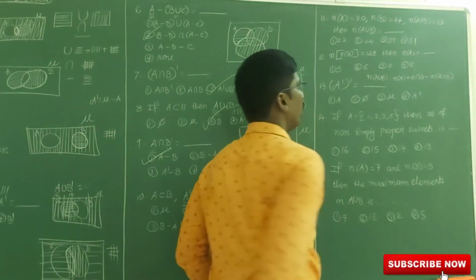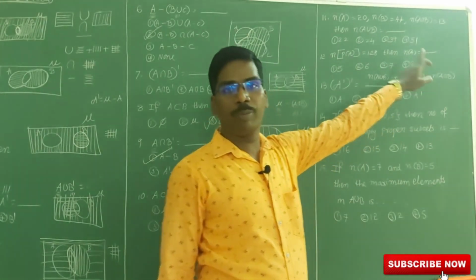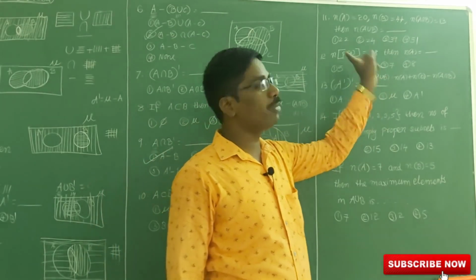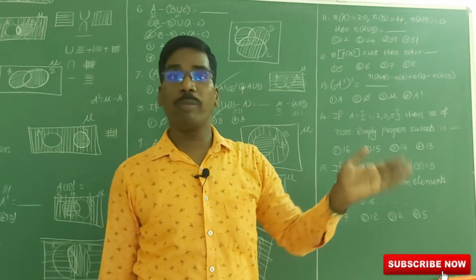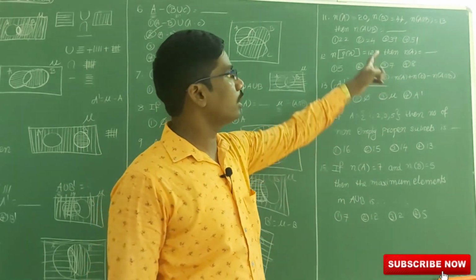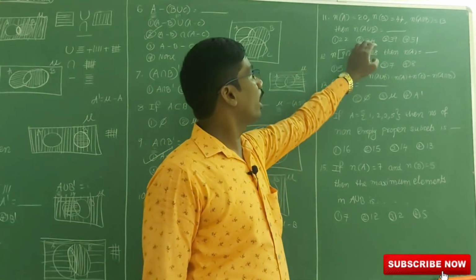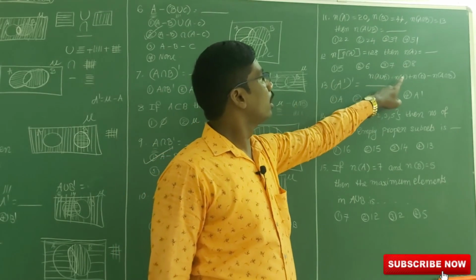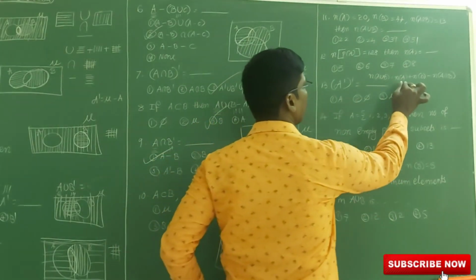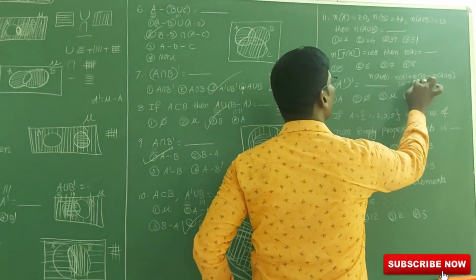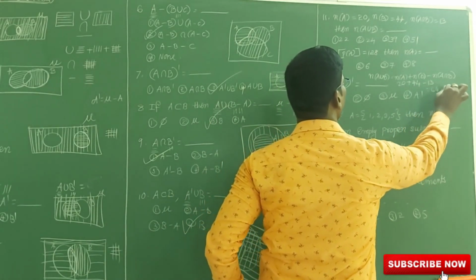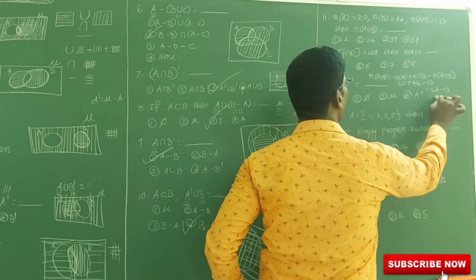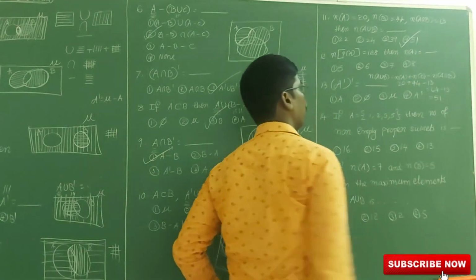This is the formula. If we bring n of A intersection B to this side, then n of A union B goes to that side, same formula. n of A intersection B is equal to n of A plus n of B minus n of A union B. So they are asking n of A union B: 20 plus 44 minus 13, that is 64 minus 13, which is equal to 51. So 51 is the fourth option.